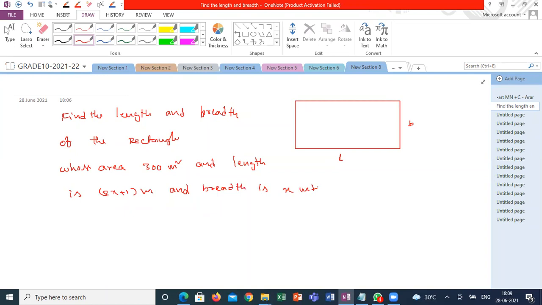Does anyone know how to solve this question? Sir, 2x plus 1 into x equal to 300. The total area is 300 meters square. We know the area formula is length into breadth, that is 2x plus 1 into x, which will be equal to 300. If I multiply, this is 2x square plus x is equal to 300, and this will be 2x square plus x minus 300 is equal to 0.